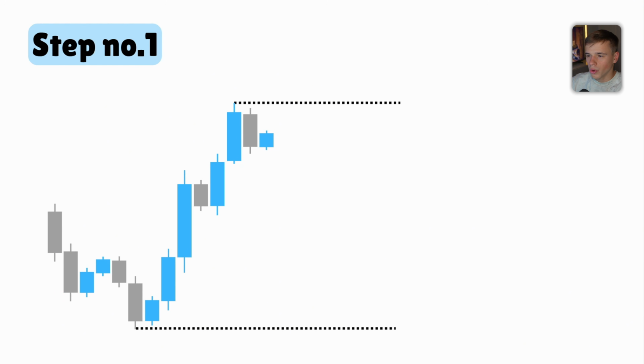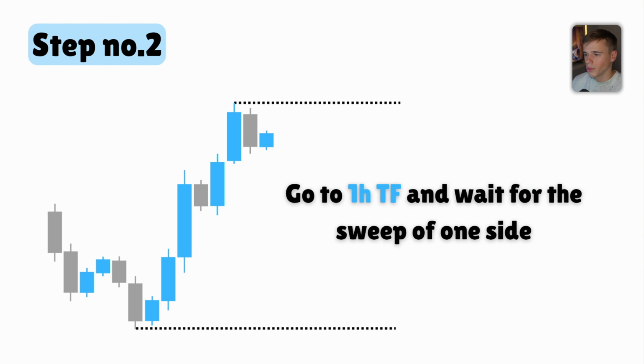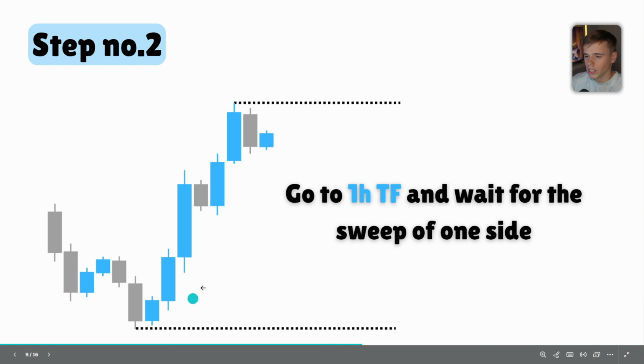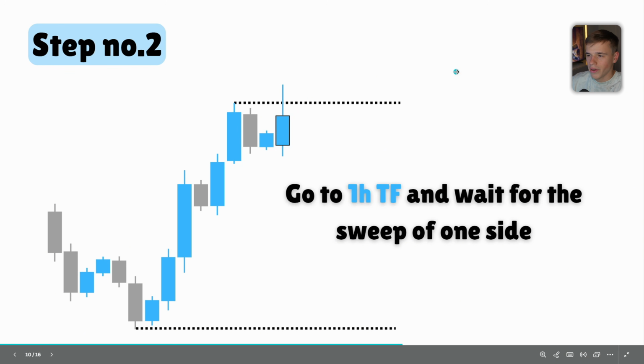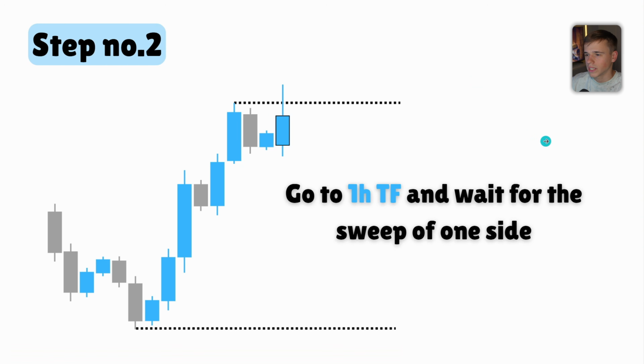And what we are going to do on the 1 hour time frame is very simple. All we need to do is wait for one side to get swept. It's going to be so simple. Once we've decided where the high and low is, we don't have much deciding to do, we just mark them out. On the hourly time frame we wait for the sweep of one side, and it's going to look something like this. It doesn't have to be instantaneous. We can go down, we can go up, it doesn't really matter as long as we sweep one side.